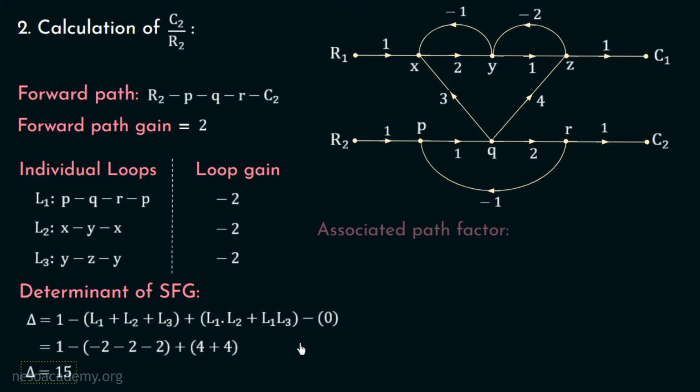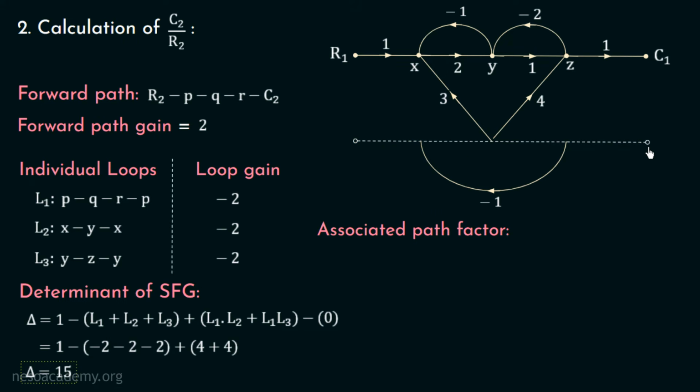Now, we will move on to the calculation of associated path factor. We know that if we want to calculate associated path factor, we have to erase the forward path. In this signal flow graph, we have one forward path, which is R2, P, Q, R, C2. And if we erase this forward path, the signal flow graph will look like this.